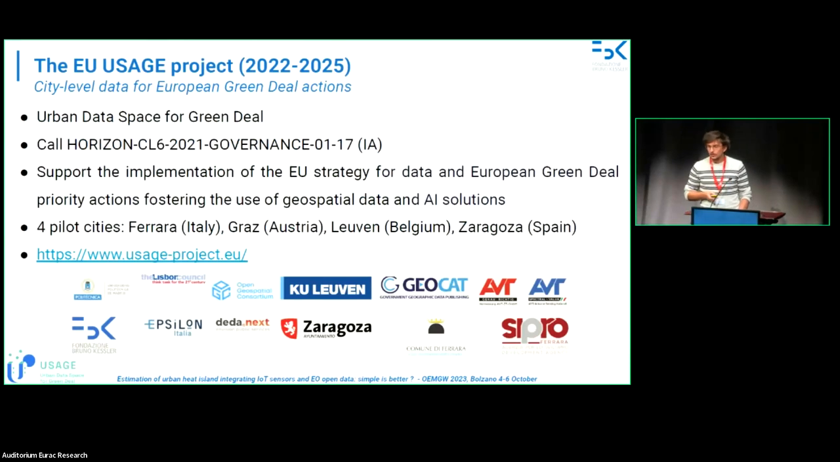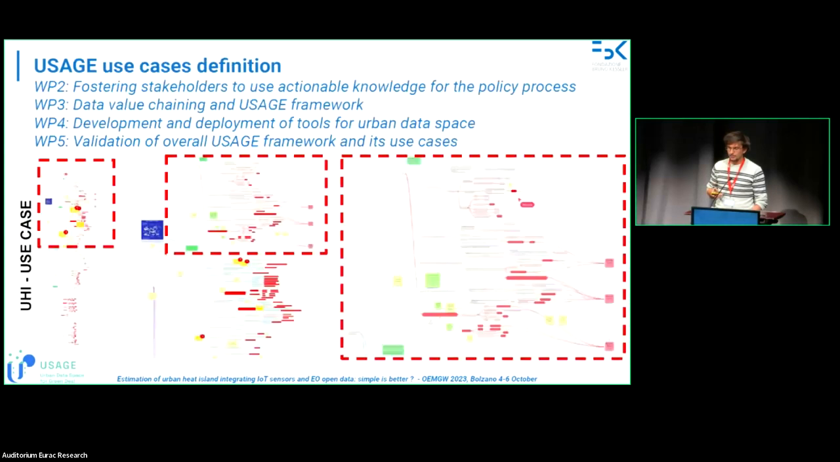Okay, so a bit of context. This work is carried on within the USERS project that is one of the sister projects of the Green Deal action that we heard about these last days. But the focus of USERS is to have a data space at the city level, so street level data, or close to the city, and to help municipalities actually plan and do things. We have four pilot cities, and you can read more on the website.